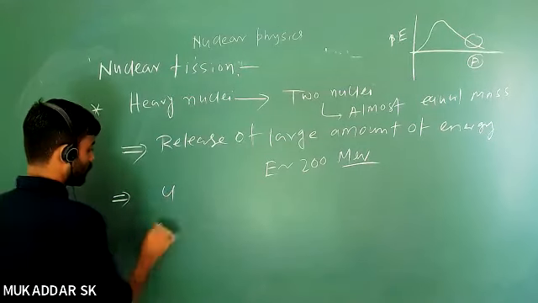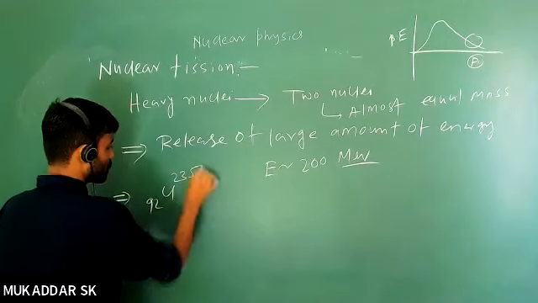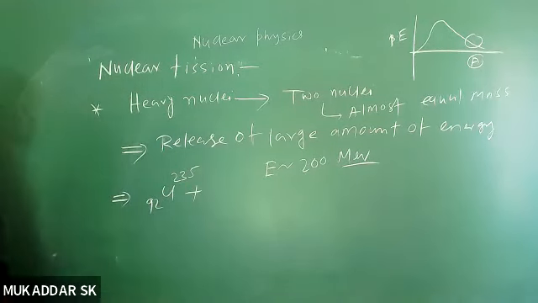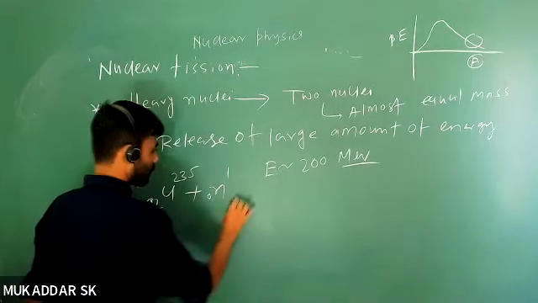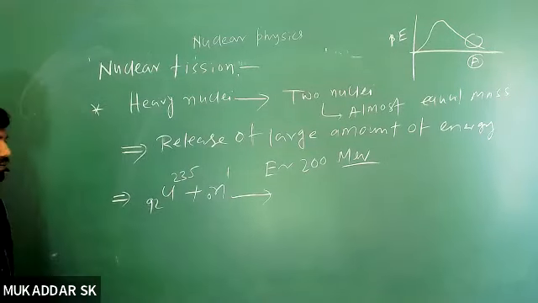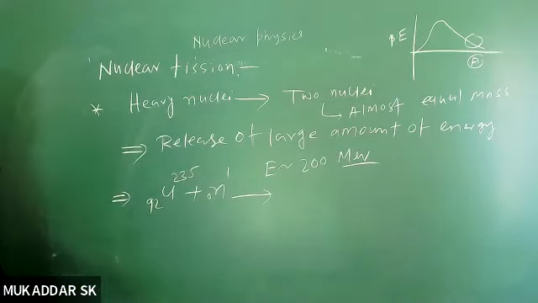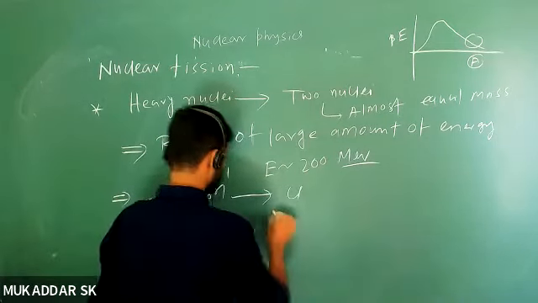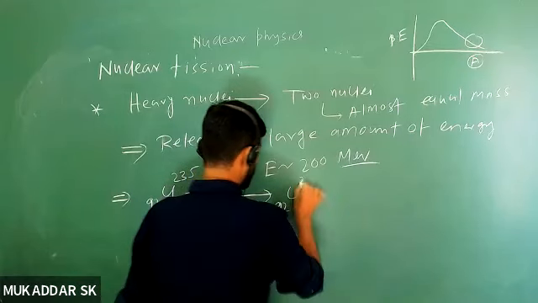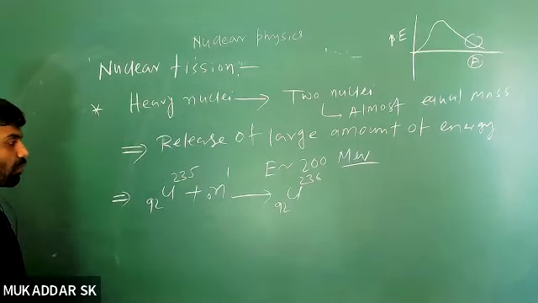So suppose you have uranium 92 235. First what will happen? It will capture a neutron. Then it will go to excited state. So this is the basic mechanism. Any heavy nuclei will capture a neutron, then it will go to excited state. That excited state is noted like uranium 92 236. This is also known as compound nuclei or compound state.